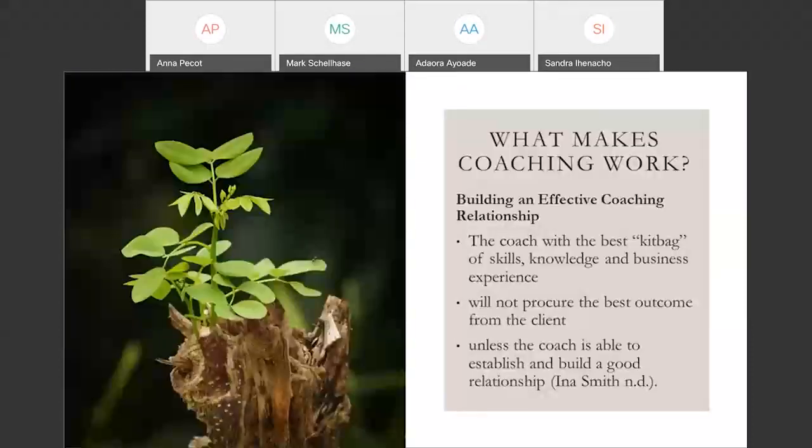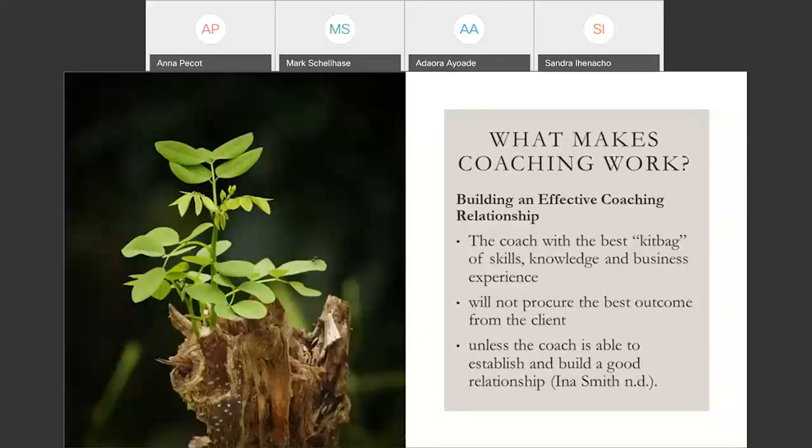So these are some of the things. I'll be talking on what makes coaching work for organizations, while Adaora is going to talk on individuals. So we're going to be very brief about that. We're also looking at our timing to ensure we finish in good time. So what makes coaching work? And some of you have already said it.